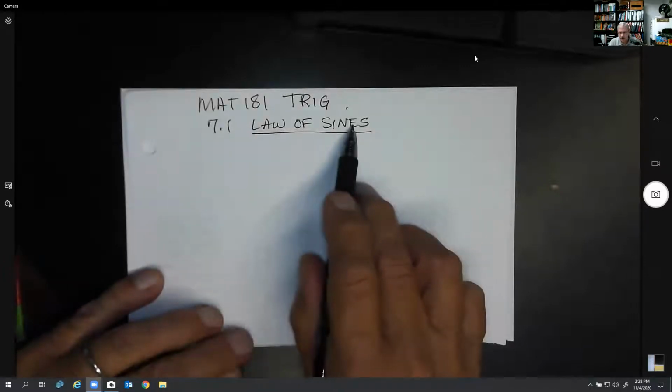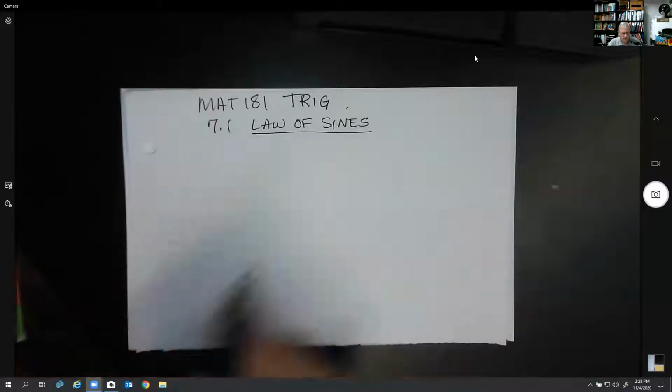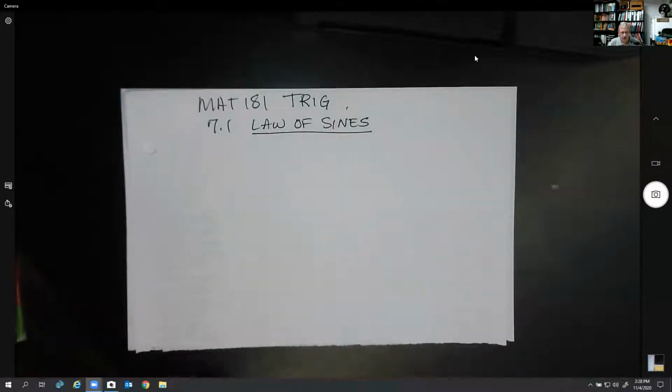In 7.1, we're going to use the law of sines. And then in 7.3, we're going to use the law of cosines. So the law of sines is a nifty way to find the sides and the angles of a triangle. If it's a right angle, or even if it's not a right angle, we can use this.